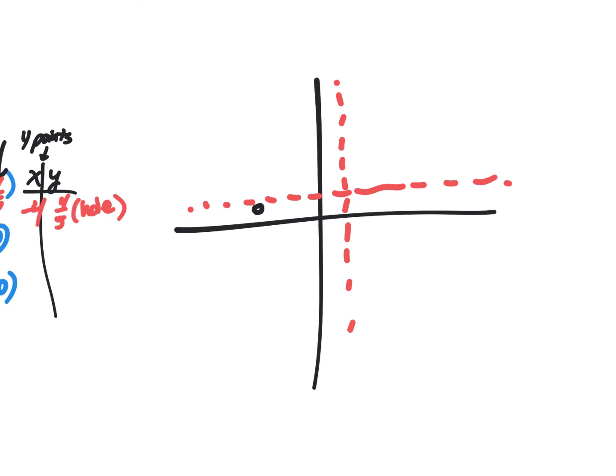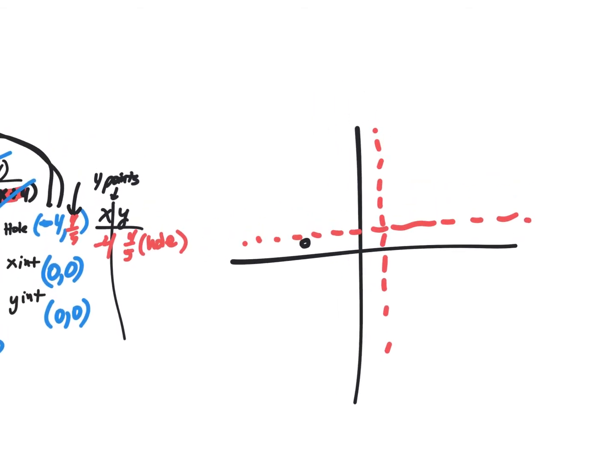Oh, and it goes through the 0, 0, right? Remember how 0, 0 could be on my list? So it goes through there. Oh, and then it gets closer and closer to the asymptotes. It's no big deal.